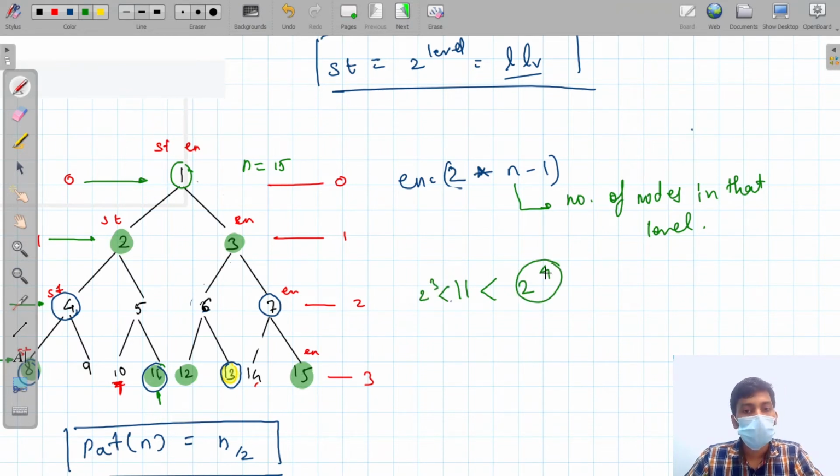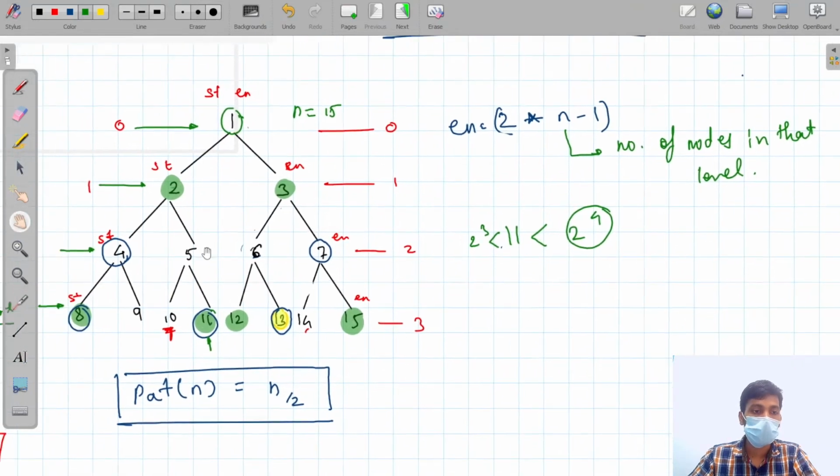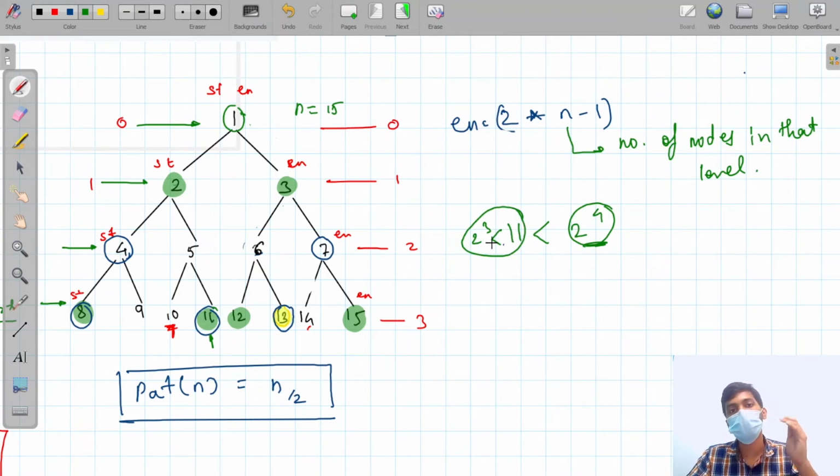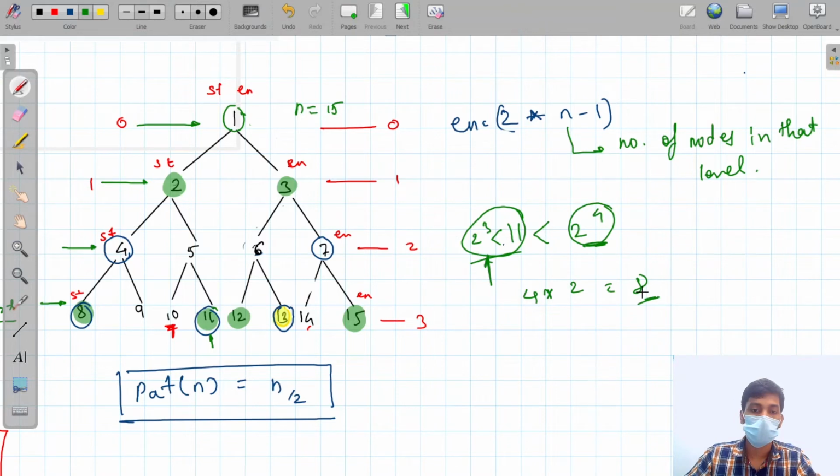And we know that 2 raised to the power 4 in this general tree is nothing but the starting point. So obviously this 11 is not going to be included in that level, therefore it has to be included in this part, that is from 2 raised to the power 3, in the level of 2 raised to the power 3. So here we know that the level is nothing but 2 raised to the power 3, that is 4 into 2, that is 8, right? So we can say that the last level value is nothing but 8.